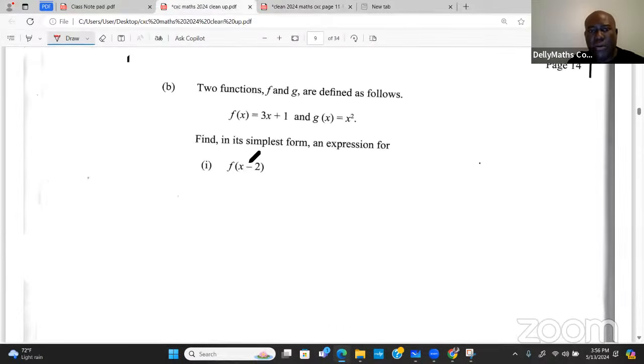So the B part to the question now is a function question. It says two functions f and g are defined as follows. So it says f of x is equal to 3x plus 1 and g of x is equal to x squared.